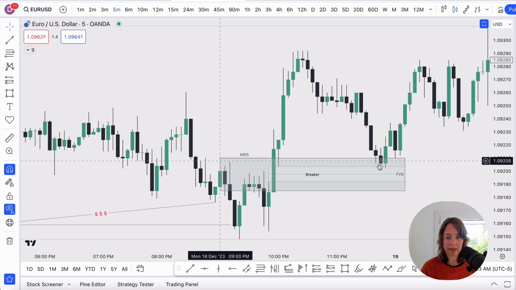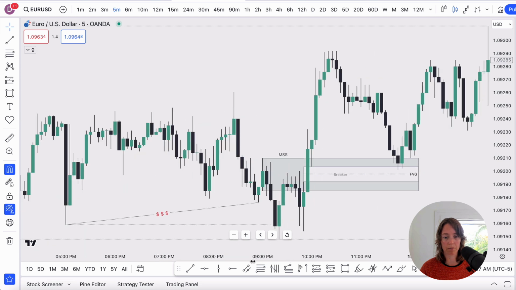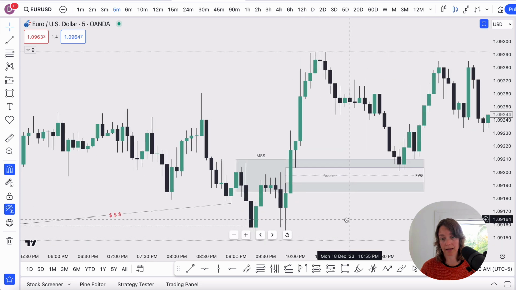And then these kind of PD arrays, these kind of entry models really work well. So you can make it your concept, which one you always use, and not use any different models. Of course, that's possible. You can make it your model and only trade things like this.